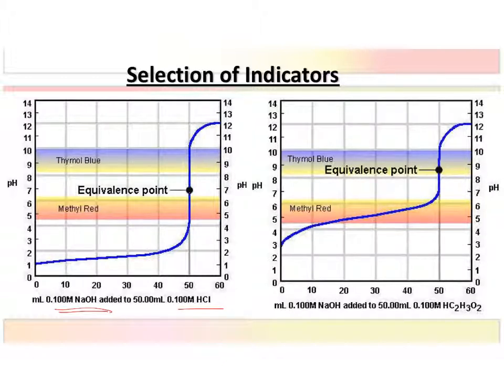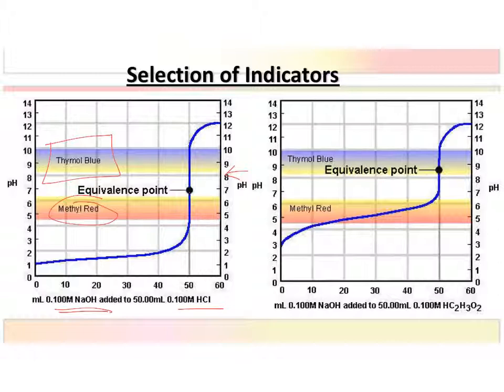So in this case, the transition for the indicator can be plus or minus whatever, the pKa of the indicator can be plus or minus 1 pH unit from our equivalence point. So methyl red definitely would work for us here. Thymol blue is a little bit more of a stretch because it is a little further than 1 point away, but in a pinch, it would be okay.